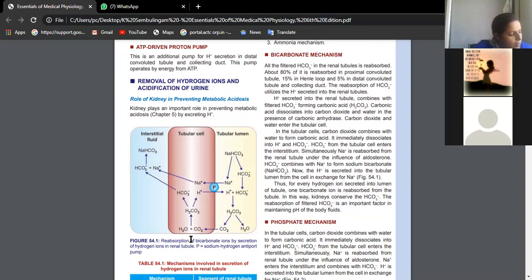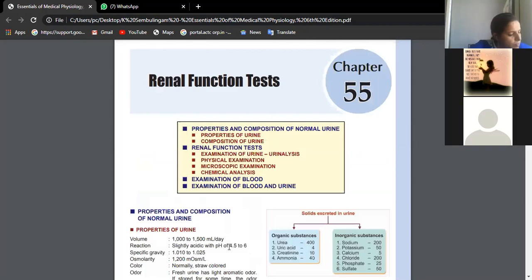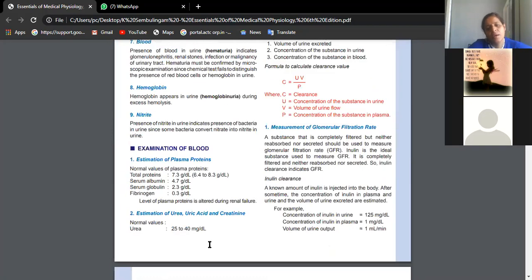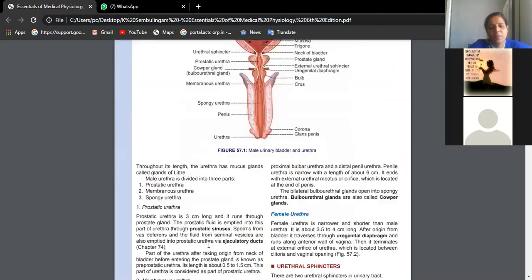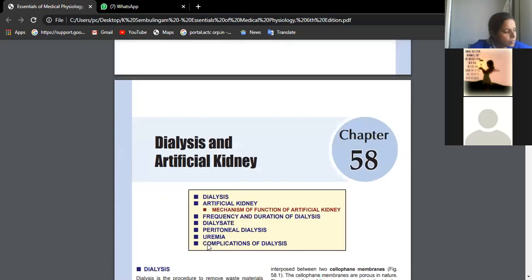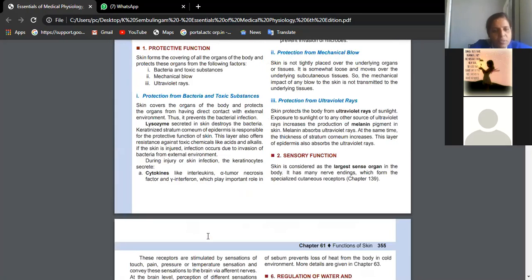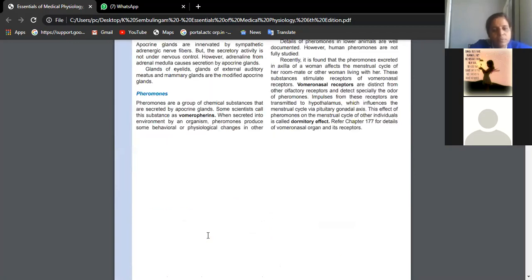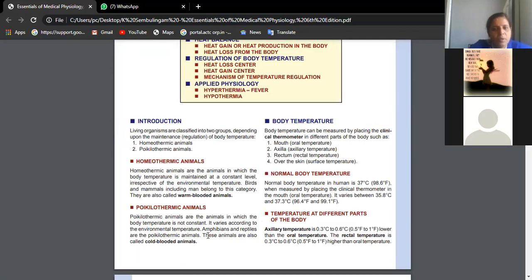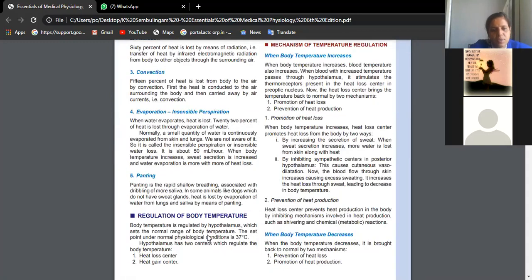Then fever. What is fever? This is seen in the last chapter of the system, 59. Whenever our body temperature is slightly increased above normal, you call it fever, isn't it? Skin, and then we have functions, glands, body temperature, heat tolerance. So fever has come for 3 marks.